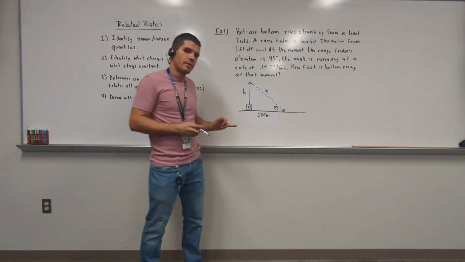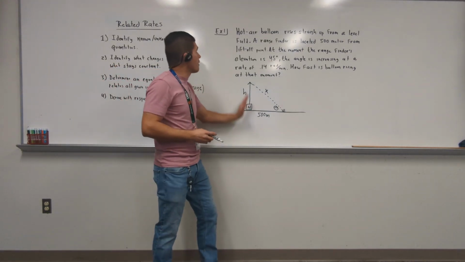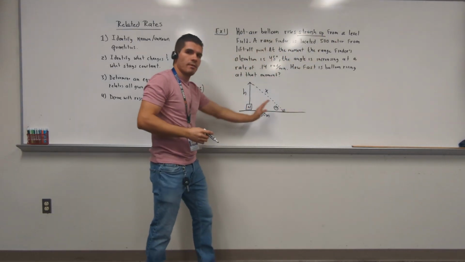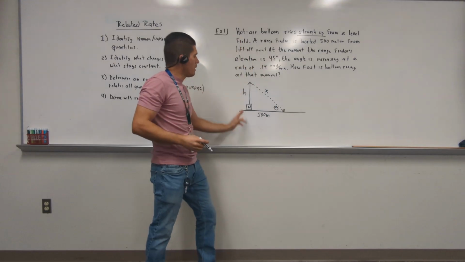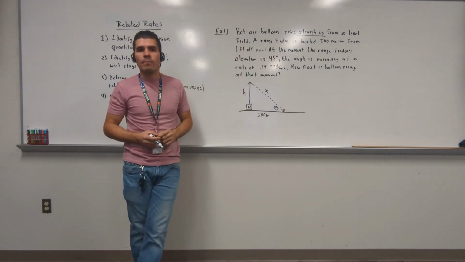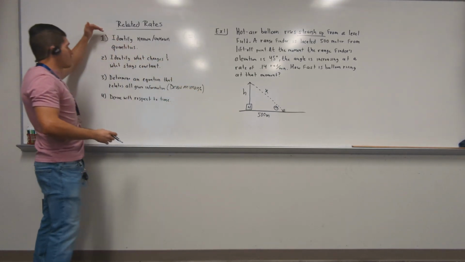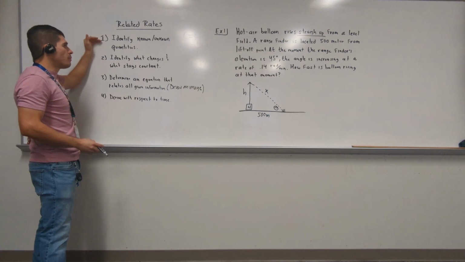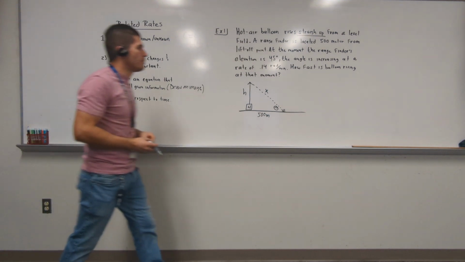But what I am 100% sure of is that, as the problem says, straight up, as long as that balloon is not moving horizontally, it's just going straight up, then the distance between here and here is 100% 500 meters. And like I said, one of my very first 2 steps was not only to identify what I know and what I don't know, but also to identify what changes and what doesn't change.